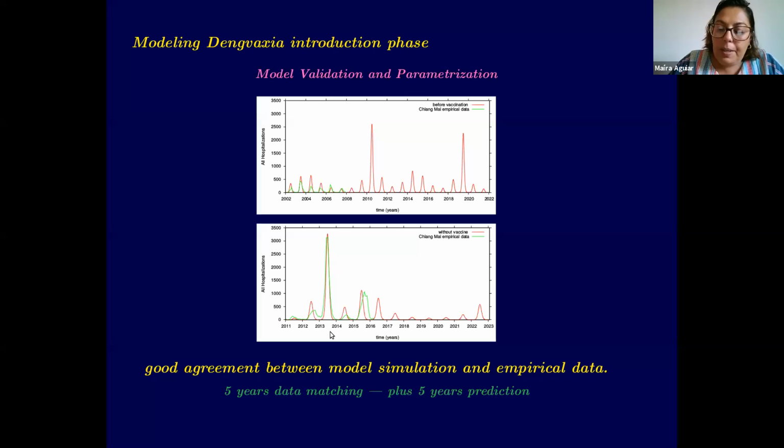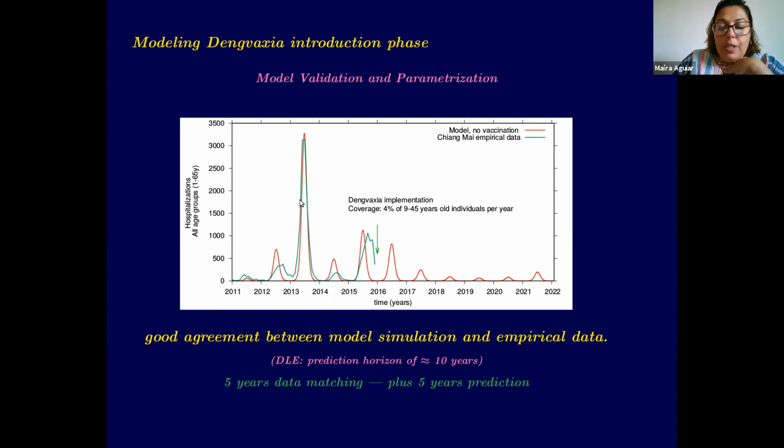And another set of 5 years between 2011 and 2016, where we have the data in green and the model in red, also a good qualitative agreement. That was the last data we had available. So we match these 5 years and we introduce the vaccination and we look at the next 5 years. Okay, that's the exercise we did.